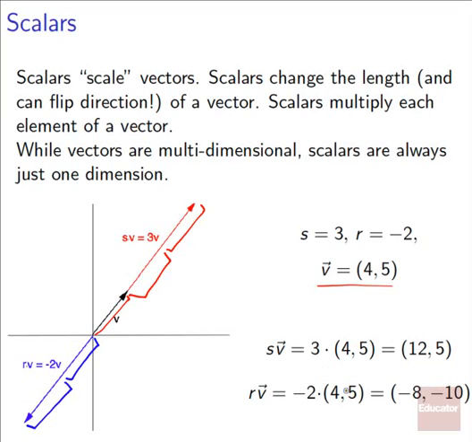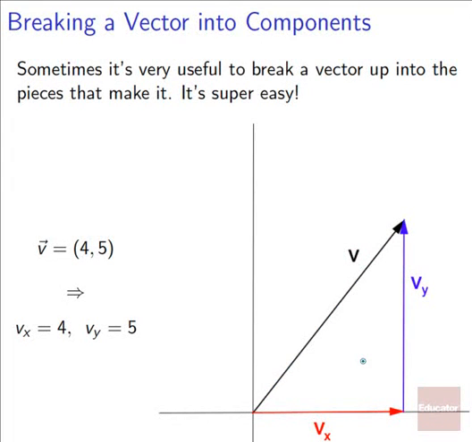So if we want to do it numerically, we just wind up multiplying it by each component involved. 3 times 4, 5 becomes 12, 15. -2 times 4, 5 becomes -8, -10. Great. If we want to break a vector into its components, we just do it.